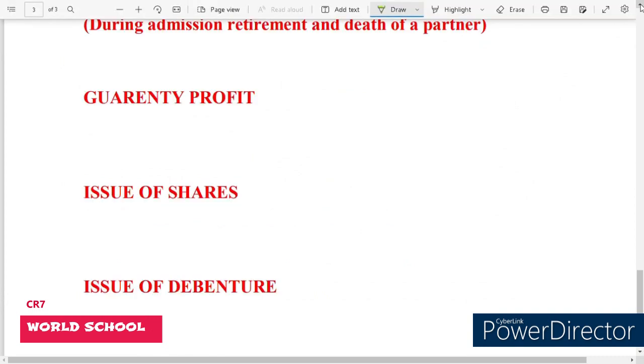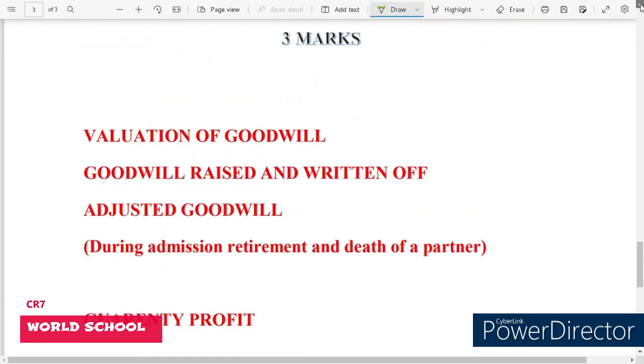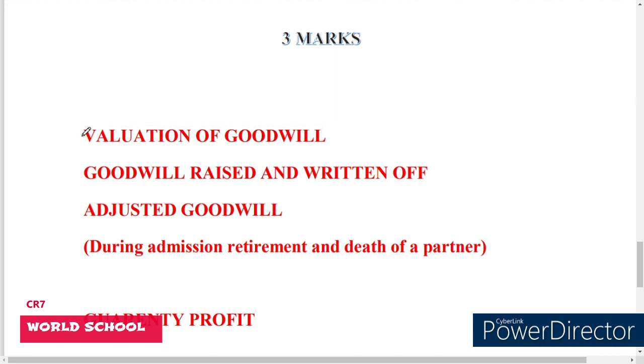Next one is 3-mark questions, which we are going to discuss in detail. Valuation of goodwill. Goodwill valuation method is most important. Valuation of goodwill and calculation of goodwill are most important. In valuation of goodwill, you will know 3 different kinds of valuation: super profit, average profit, and capitalization of average and super profit. You will learn about it.